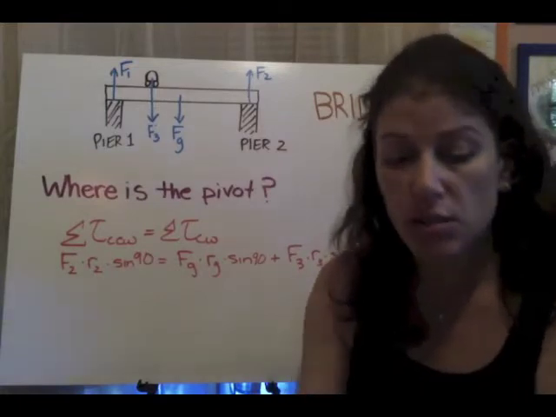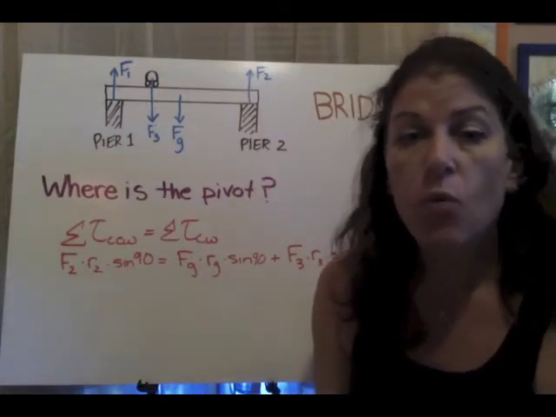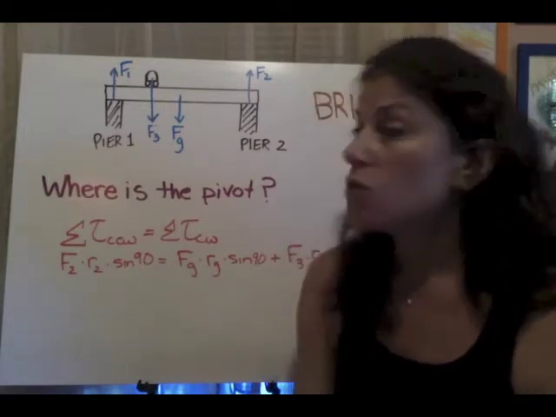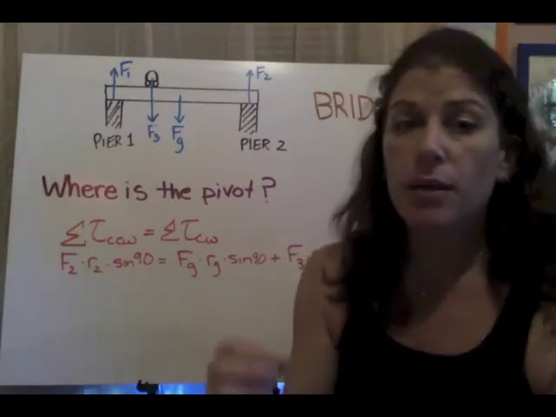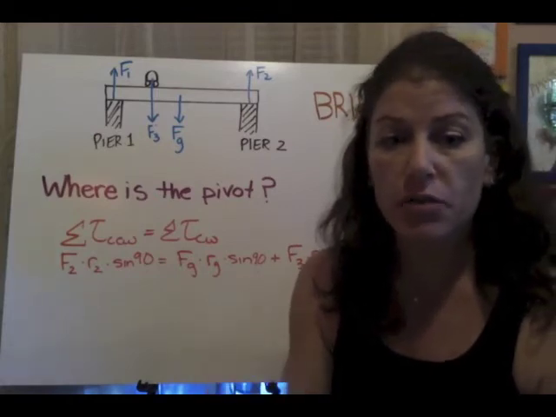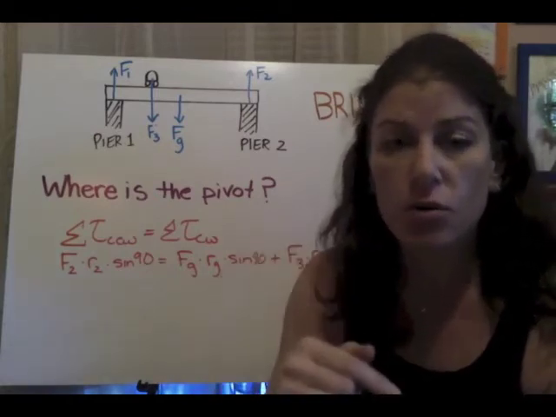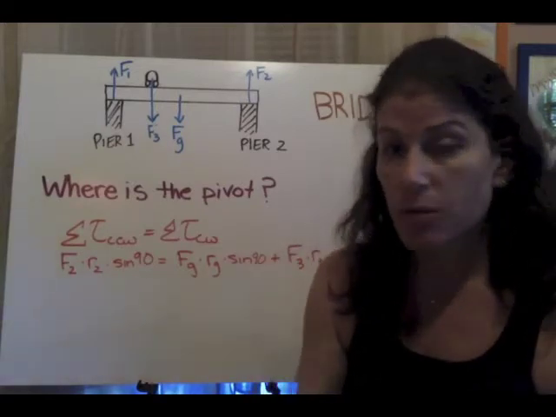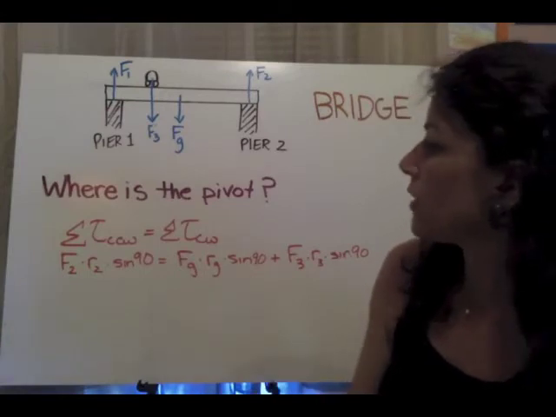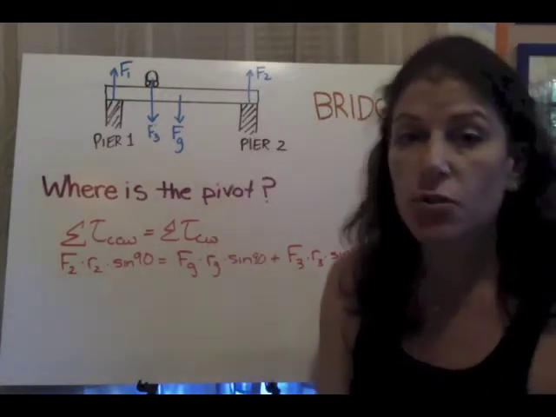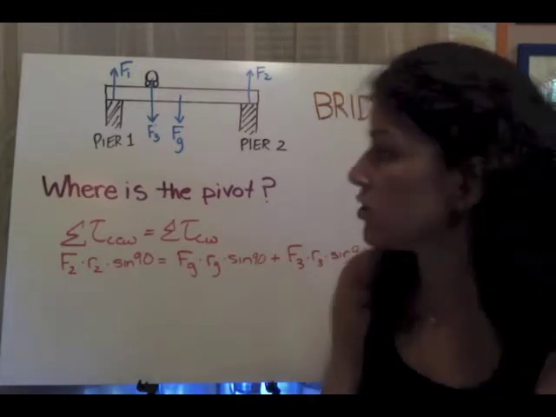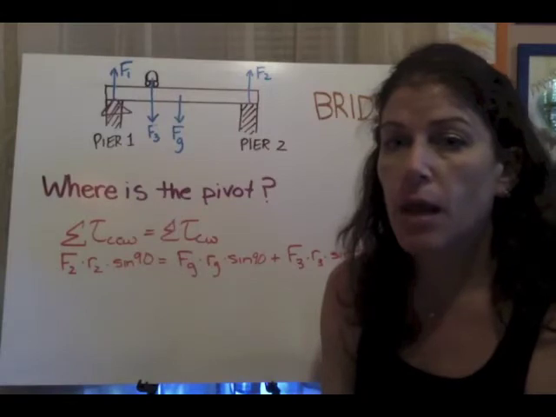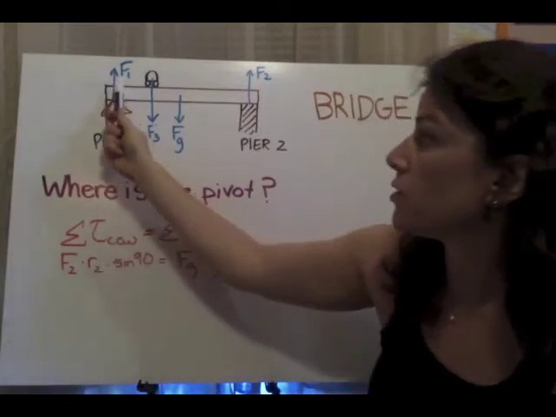So the question is, where is the pivot? Well, you get to choose where to put the pivot. It depends what you're looking for. So the one thing you want to remember about the pivot point is that there's no torque there. So you can put the pivot where you have an unknown, and it'll get rid of that variable. So if I wanted to find, let's say, the force of pier 2 that's needed to support this bridge, I could make the pivot point at pier 1. And that would get rid of this torque altogether.